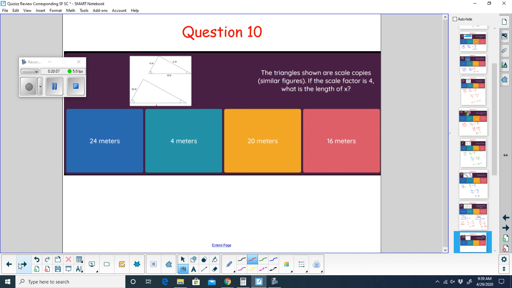Question 10. The triangles shown are scale copies, similar figures. If the scale factor is 4, what is the length of x?